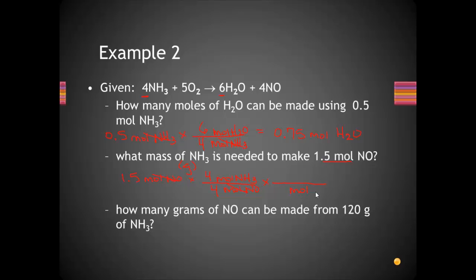Then I'm going to take the moles of NH3 and I'm going to convert it to grams. Now I know from an older chapter that I need the periodic table. 1 mole of NH3 has a molar mass of 17 grams. So those moles cancel out. Grab your calculator and do the math. 1.5 times 4 times 17, and then divide by 4 on the bottom, don't forget that, and you get 26 grams of NH3.